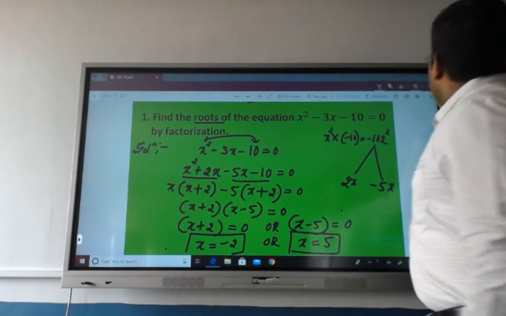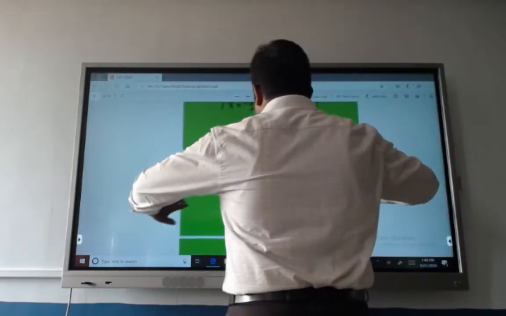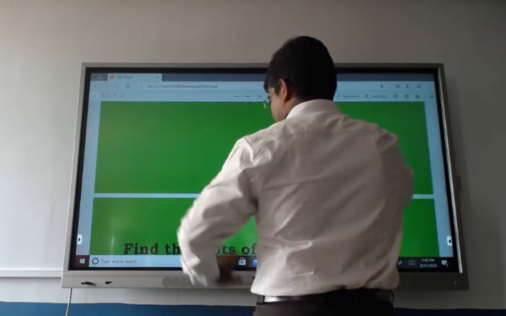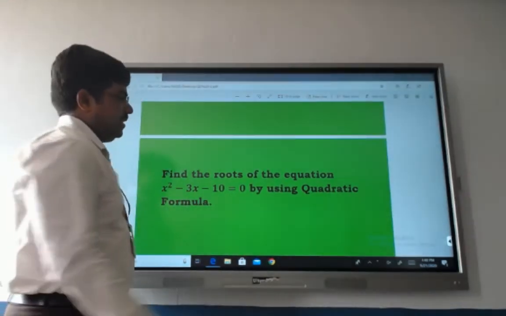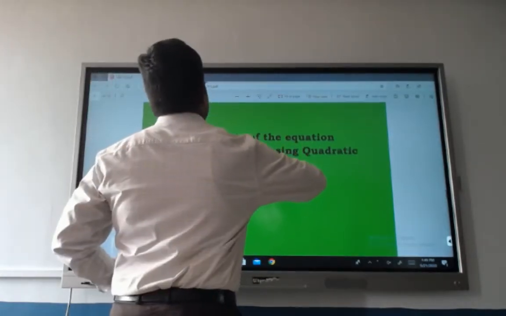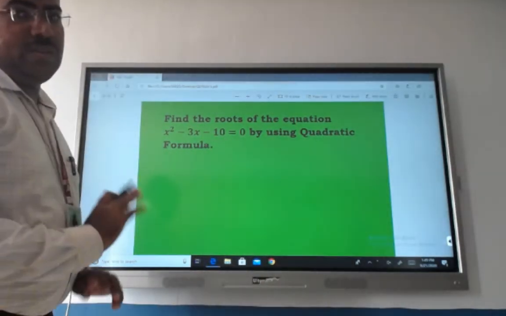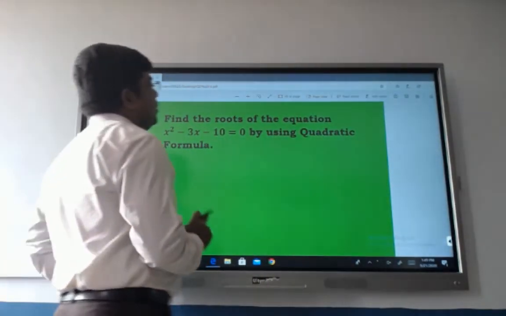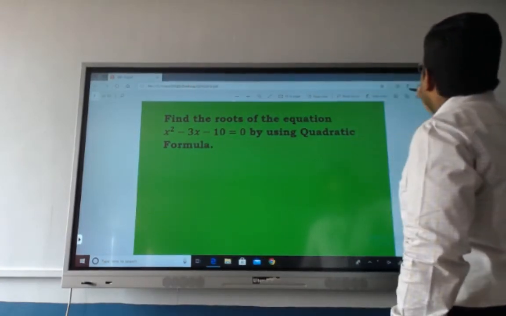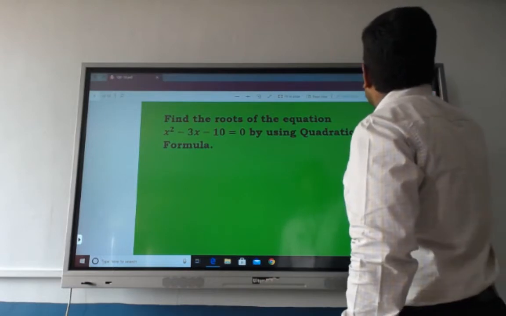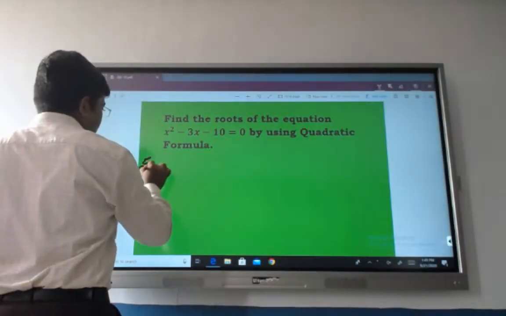For this same question we are going to solve by the formula method. I am taking the same question because at the end you can compare the solutions easily. Find the roots of the equation x square minus 3x minus 10 is equal to 0 by using the quadratic formula. Here the solution is very simple.